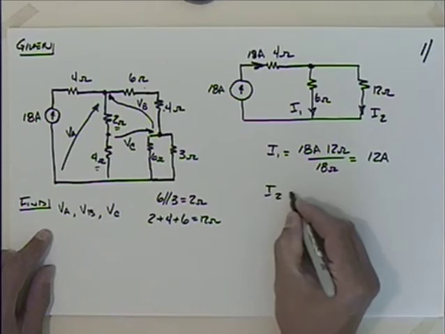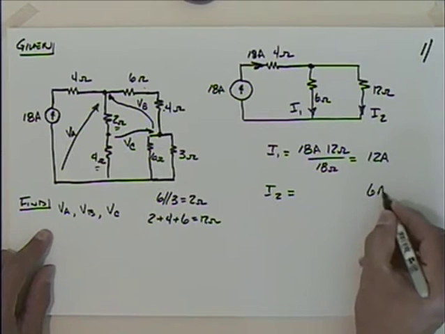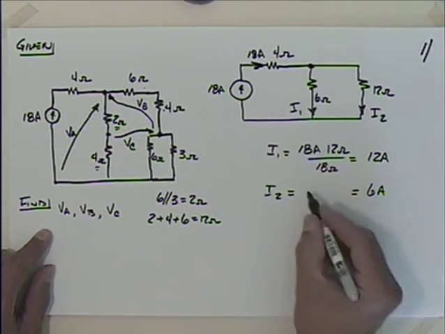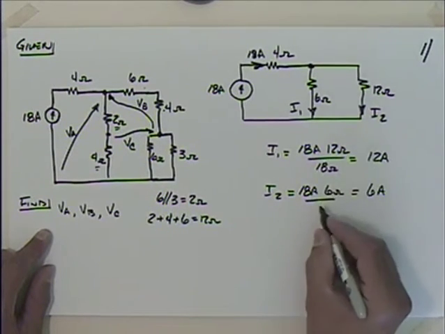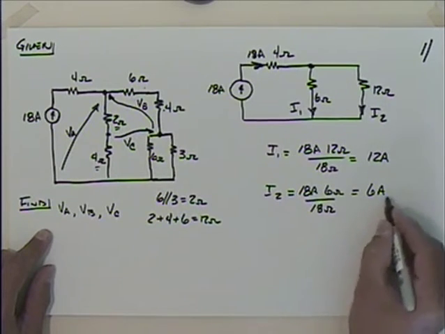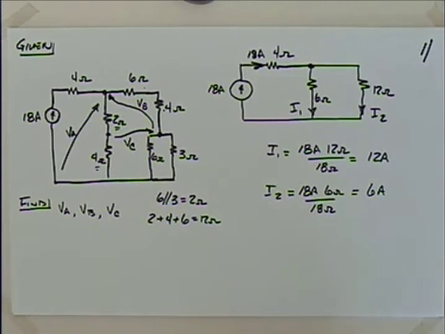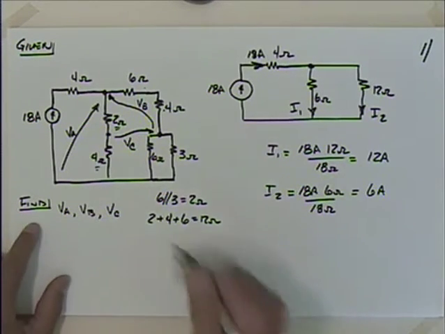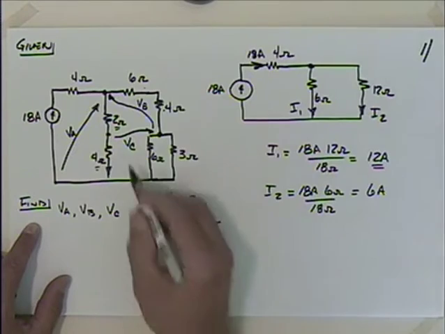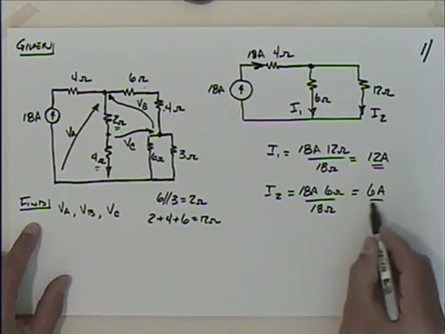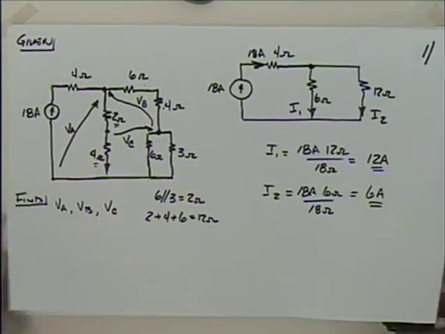Now we know that I2 had better be the difference. If this is 12 and this total is 18, this had better be 6 amps. Let's see if the math works out. Again, I would take the total current, 18 amps, multiplied by the other resistor, there's 6 ohms, and divide by the sum of the total, which is 18 ohms. And indeed, we get 6 amps. 6 and 12 is 18. So what that tells us now is the current down through this branch is the I1, or 12 amps, and then the current through here is the 6 amps. So let me again redraw this a little bit.